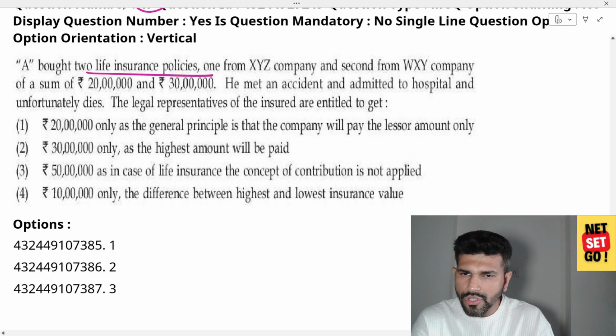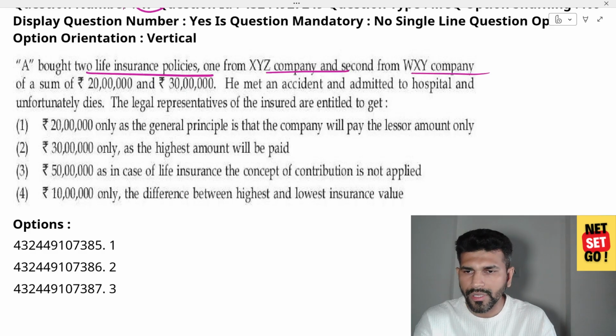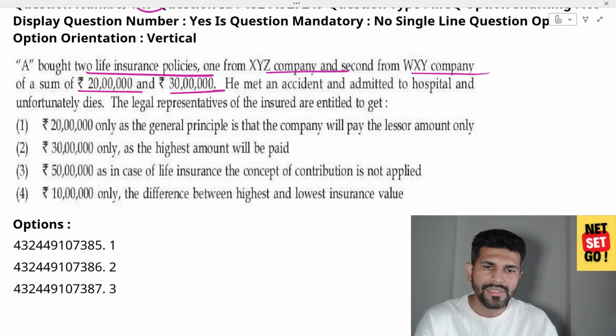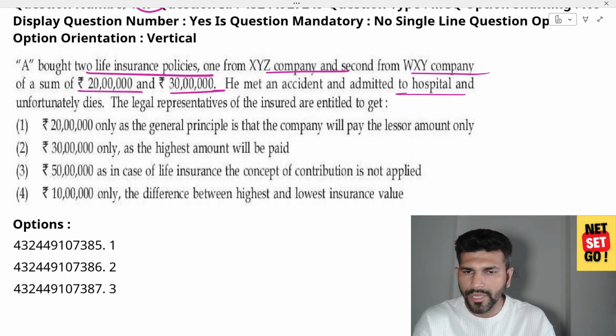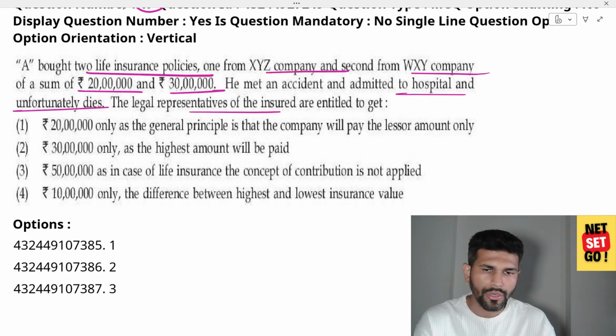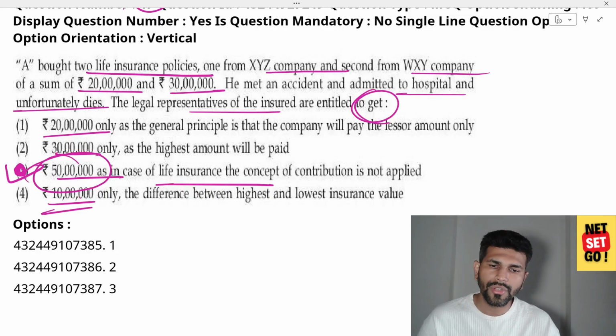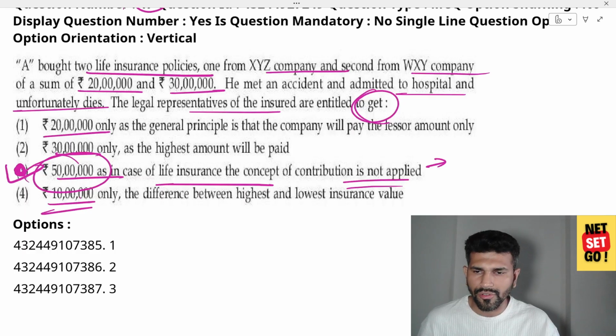A bought two life insurance policies, one from XYZ company and the second from WXY company, of a sum of 20 lakh and 30 lakh. He met with an accident, was admitted to hospital and unfortunately dies. The legal representatives of the insured are entitled to get 20 lakh, 30 lakh, 50 lakh or only 10 lakh. The correct answer is 50 lakh rupees in full. In case of life insurance, the concept of contribution is not applied. It is applied in general insurance.